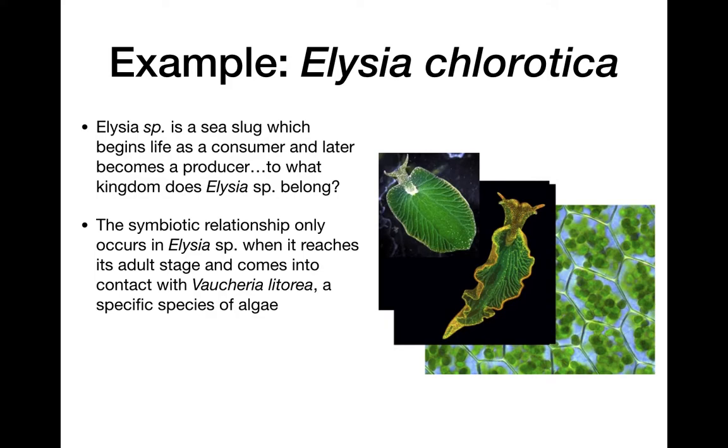So this is a symbiotic relationship again. This only happens when it reaches the adult stage in its life cycle. And it comes into contact with a very certain algae species called Vaucheria litorea, and then it will consume them. So this is coevolution. These two species evolved together in a close relationship over many generations. So we can see this close relationship between them because of that evolutionary history.